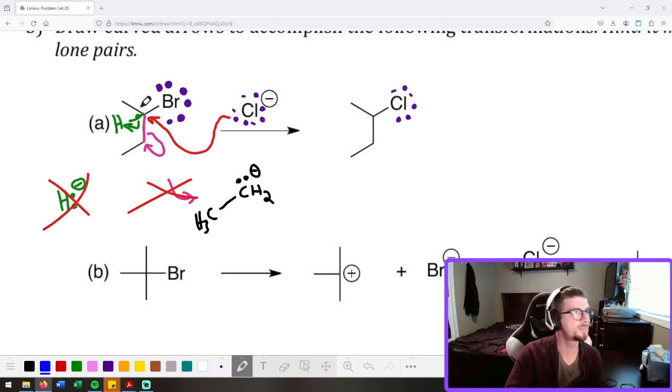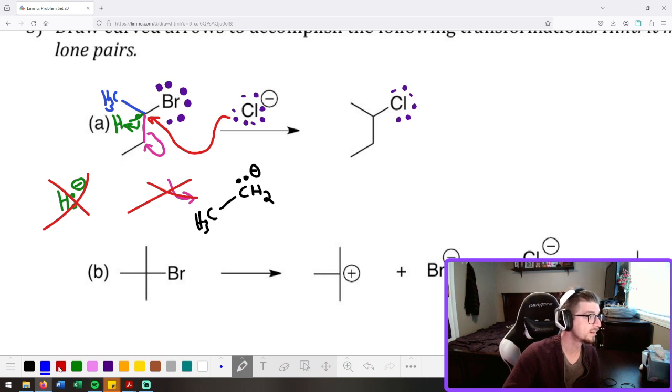Now, the third option would be kicking out this methyl group here. But if you did that, you'd essentially have the same situation as this. You'd be kicking out a carbanion, and that's terrible. Please don't. Just don't. So for the same reasons as down here, we are not going to break that bond.